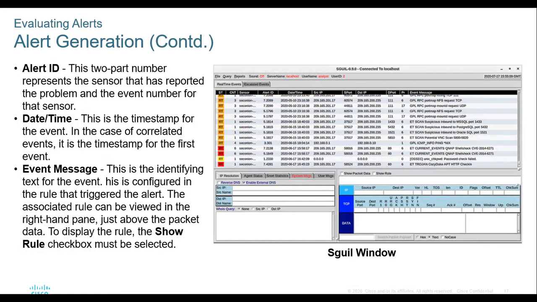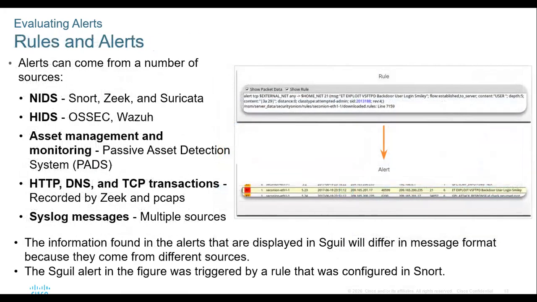So let's go down to date time. This is a timestamp for the event. In the case of a correlated event, it is the timestamp for the first event. Then event message. This is the identifying text for the event. This is configured in the rule that triggered the alert. The associated rule can be viewed in the right-hand pane just above the packet data. To display the rule, the show rule checkbox must be selected, which is here, where you can see my cursor. So that is key when you want to do that.